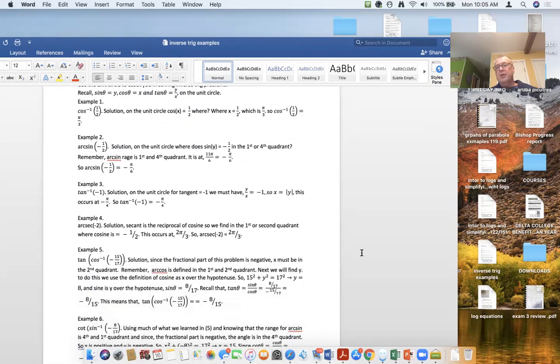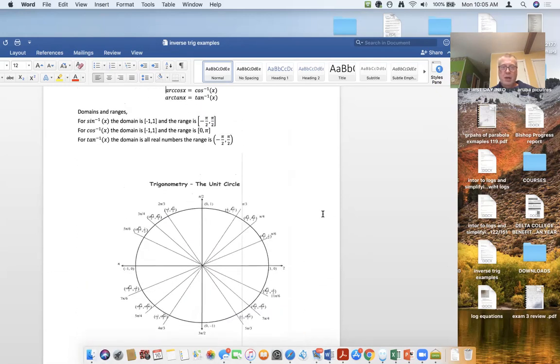When we have something like an arc secant, we think about the reciprocal. What's the reciprocal of a secant? The reciprocal of a secant is a cosine. And so we take the reciprocal of minus 2, which is minus a half. We look at arc cosine and cosine in this case. So cosine is negative in the second and third quadrant. However, arc cosine only is defined in the first and second quadrant. So we look for a location where x, because it's arc cosine, is negative a half. It's at 2 pi over 3. So that's our answer.